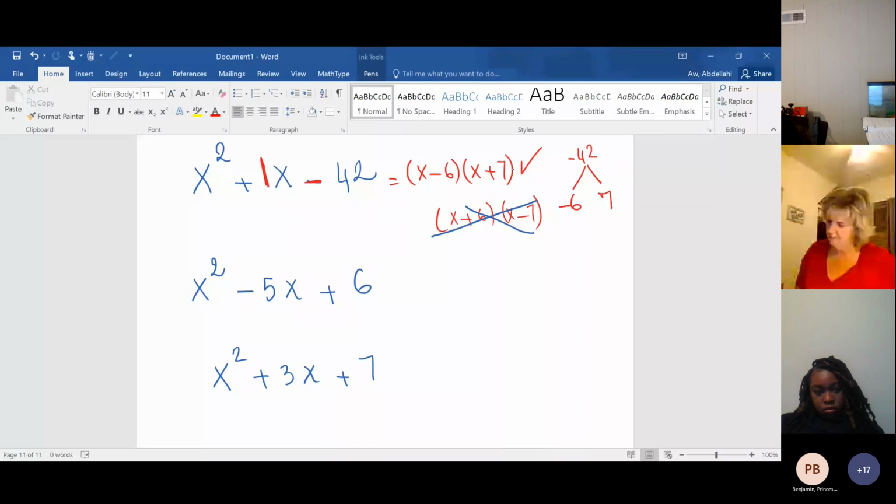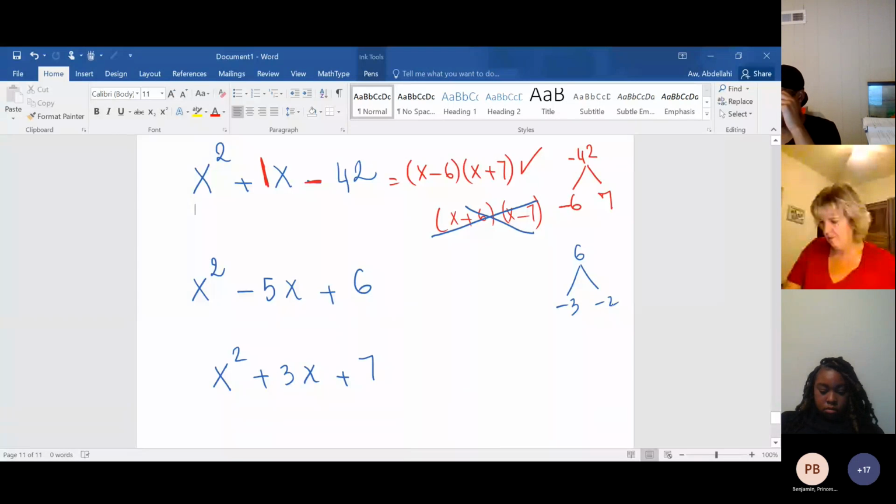3 and 2. Exactly 3 and 2? No, negative 3 and negative 2. Negative 3 and negative 2, right? Thank you very much. Negative 3 and negative 2. You see, when you multiply them, you get 6, and you add them up, you get negative 5. Do you agree with me?